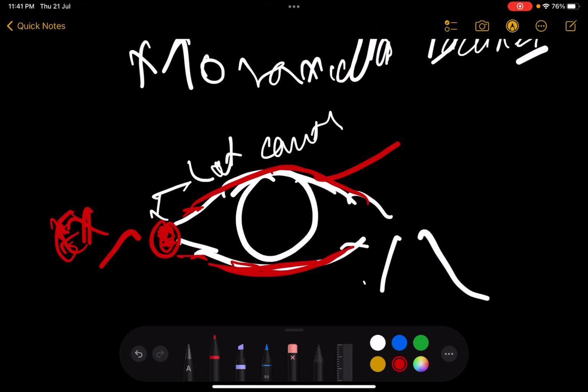All right. What else are you going to see? You're going to see a lot of discharge at the angles, both angles. And obviously, you're going to have hyperemia of the lid margin. Let's say this is your eyelid, this is your lid margin. At the lid margin, you're going to see a certain amount of hyperemia.